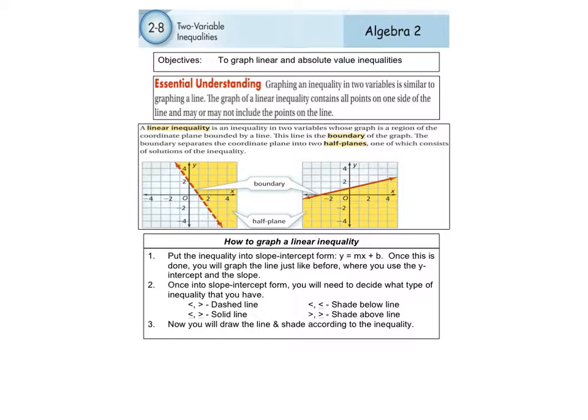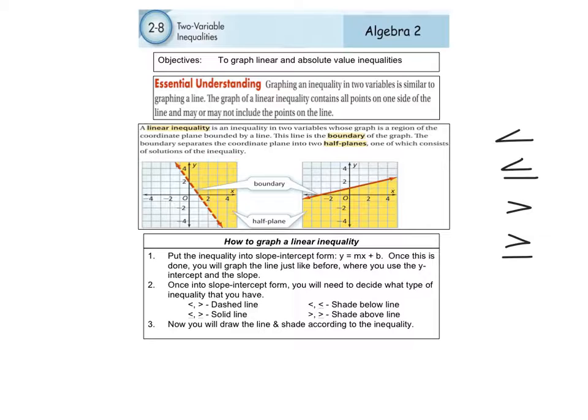This is section 2.8, two variable inequalities. Okay, in this video, we're going to graph linear inequalities. Again, the reason it's an inequality is because it has less than or equal to, or greater than or equal to in our equations. And we are going to graph these.